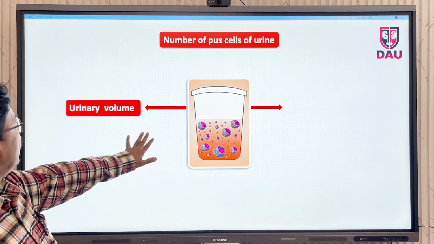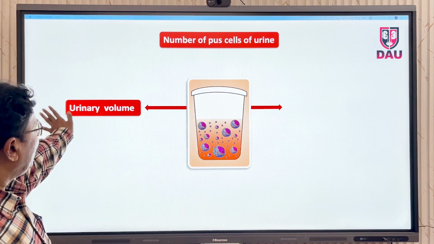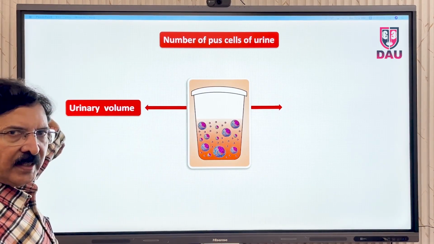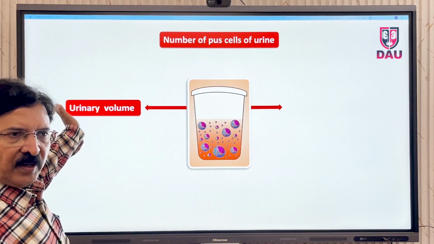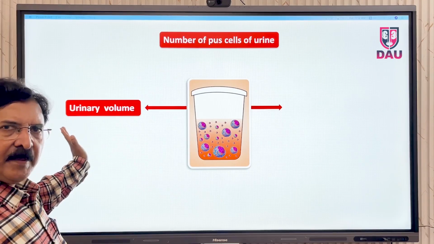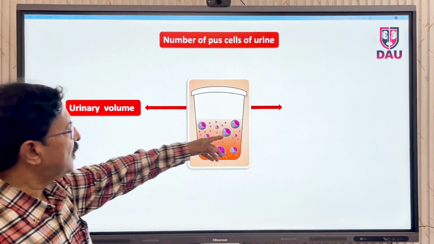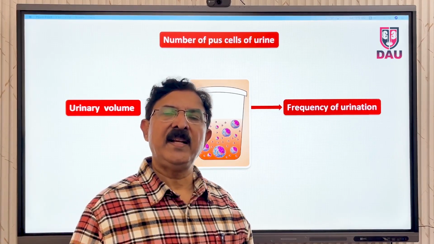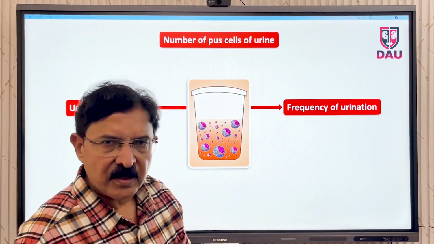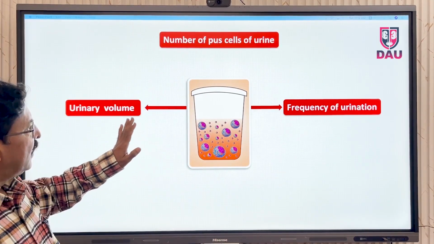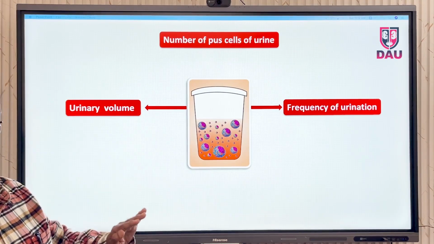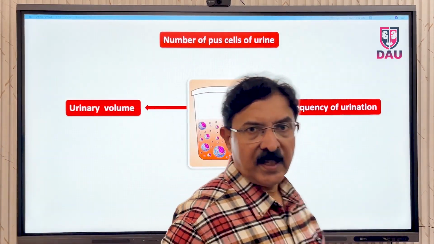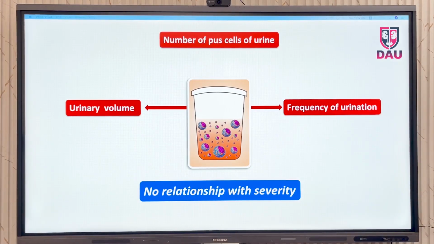Now if the patient has taken a differential amount of urinary volume, which will depend upon the intake of liquids, right? So at one time urine is concentrated, at another time urine is not concentrated, or else the patient is having intractable frequency in urination. Sometimes he ejects out 10 pus cells, sometimes 20 pus cells. So the number of pus cells is variable in the urinary sample, and on account of these two factors, the number of pus cells have no relationship with the severity.